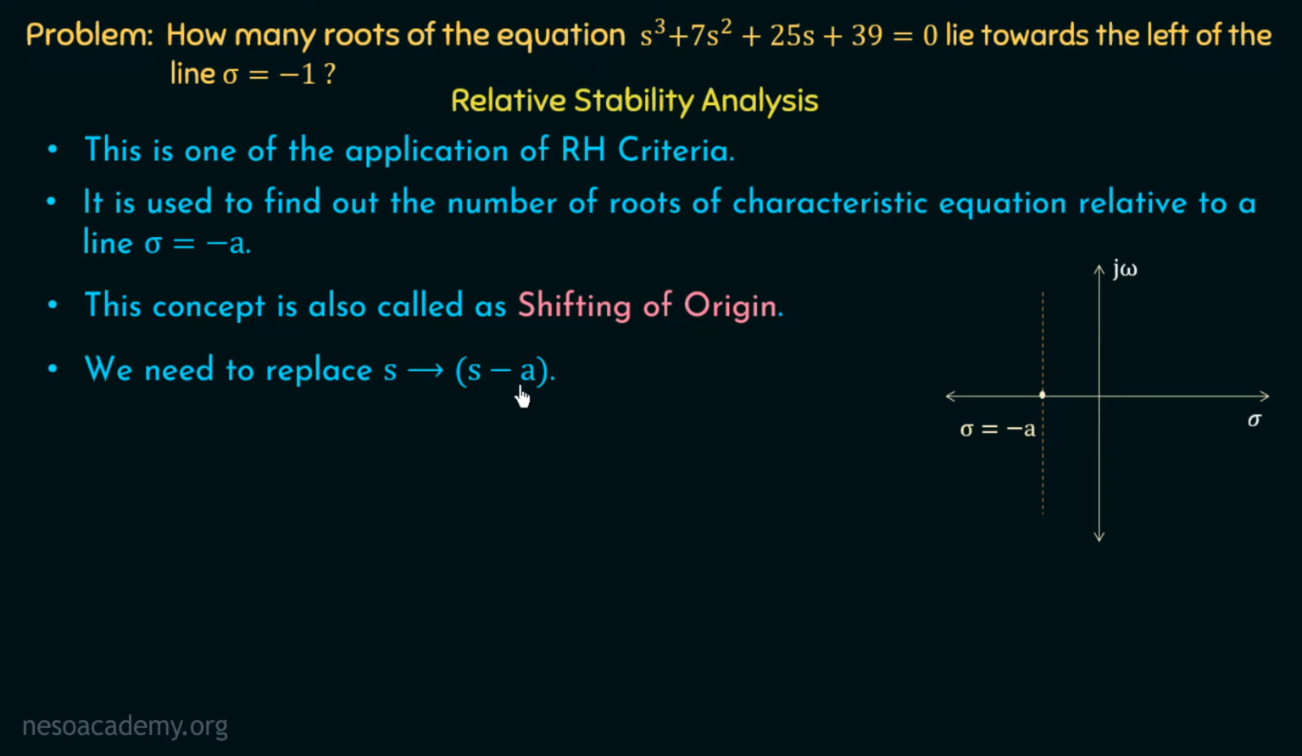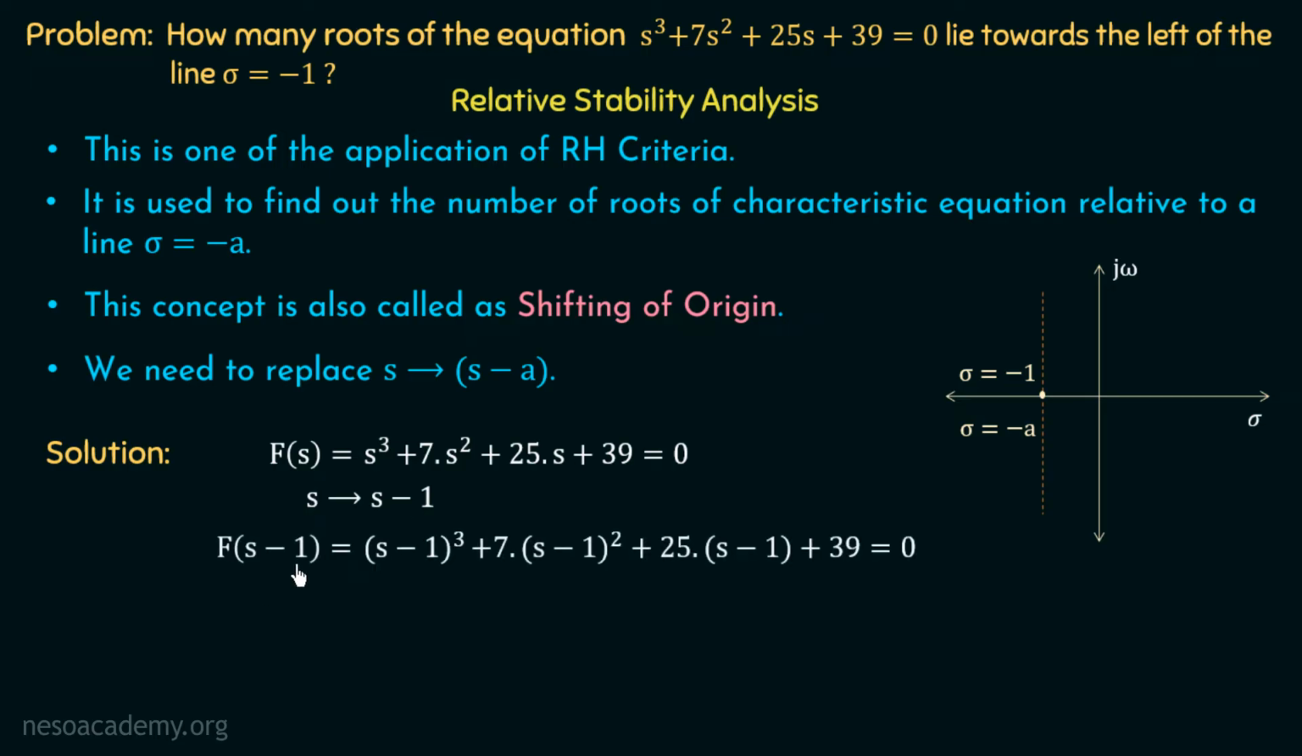In this particular problem, we need to find out the roots relative to sigma equal to -1. So the value of a is equal to 1 here. So we will replace s in the characteristic equation with s minus 1. So moving on to the solution, we are given the characteristic equation f of s equal to s cube plus 7s squared plus 25s plus 39 equal to 0. And if we want to calculate the number of roots relative to sigma equal to -1, we need to replace s in the characteristic equation with s minus 1.